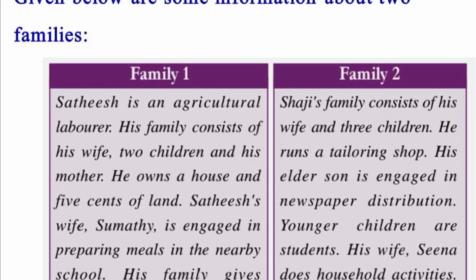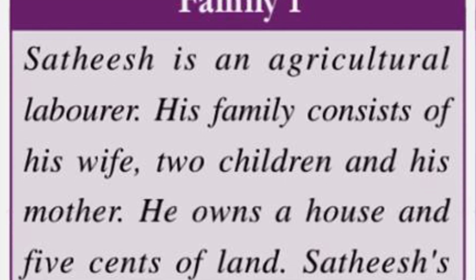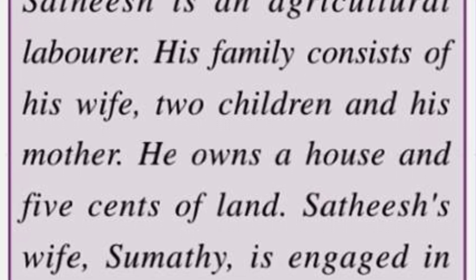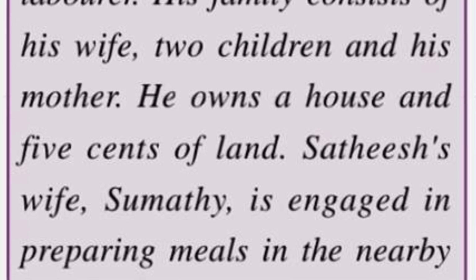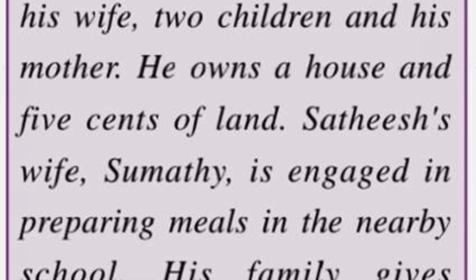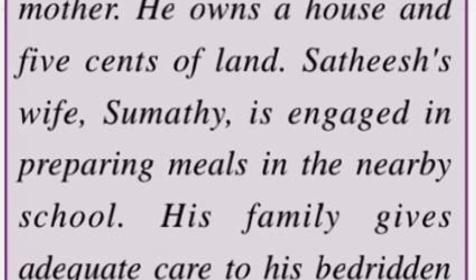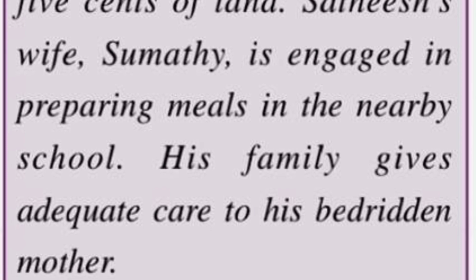Given below is some information about two families. Family 1. Sadesh is an agricultural laborer. His family consists of his wife, 2 children and his mother. He owns a house and 5 cents of land. Sadesh's wife, Sumati, is engaged in preparing meals in the nearby school. His family gives adequate care to his bedridden mother.